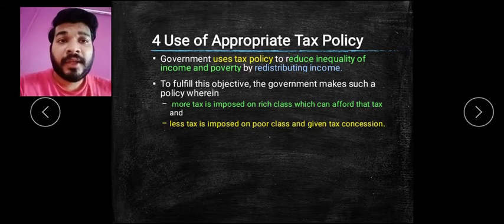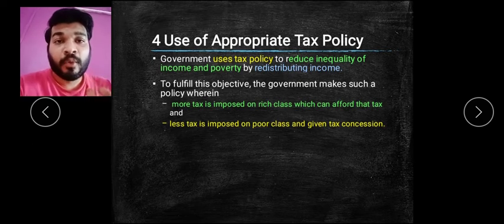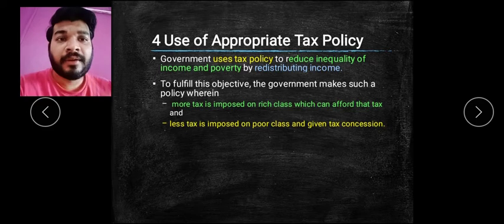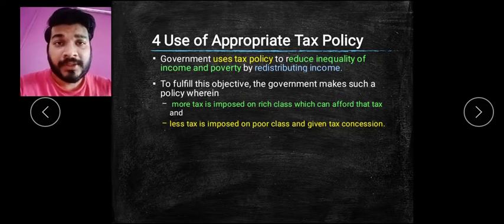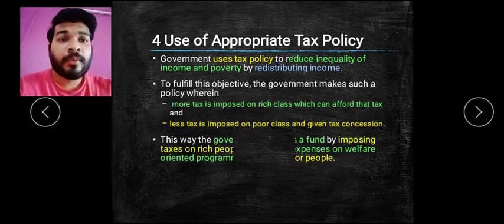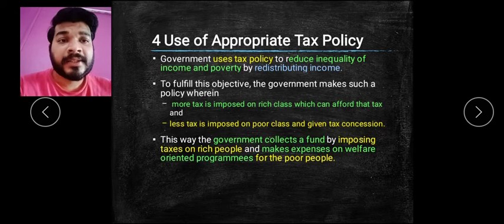So this is the way they try to earn more funding, more money, from whom? From the rich class people, and they will redistribute this money to reduce poverty with different policies in our country. So the second point says there is less tax imposed on the poor class people, and tax concessions are given to the poor class people.